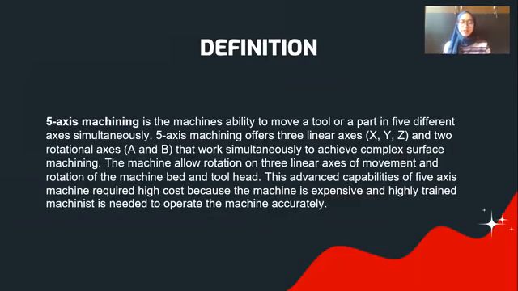What is 5-axis machining? 5-axis machining is the machine's ability to move a tool or a part in 5 different axes simultaneously. It offers 3 linear axes, which are X, Y, and Z, and 2 rotational axes, which are A and B, that work together at the same time to achieve complex surface machining. The machines allow movement on 3 linear axes and rotation of the machine bed and tool head.